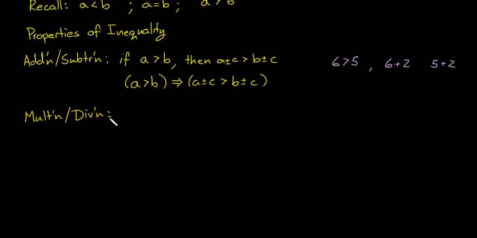Negatives get wonky, don't they? What happens if there's a negative? The sign, the direction of the inequality switches, right? So, let's check this out. The first case, case 1, if C is positive.